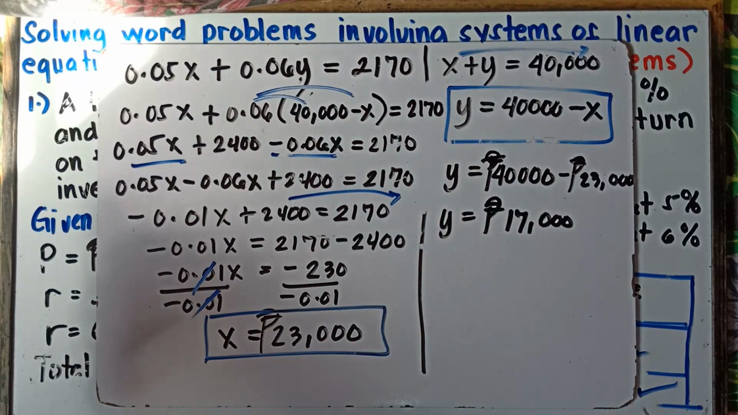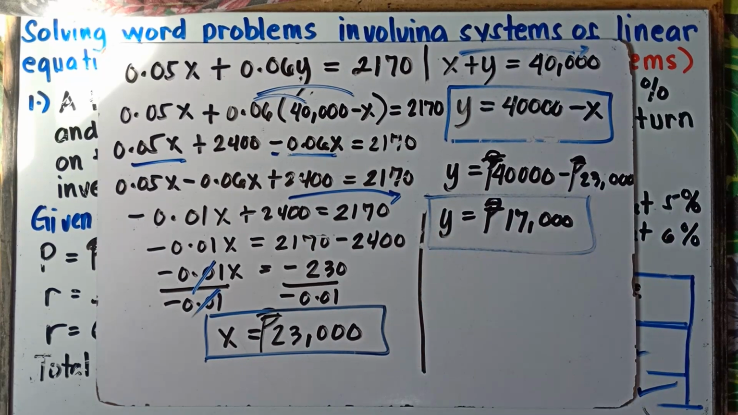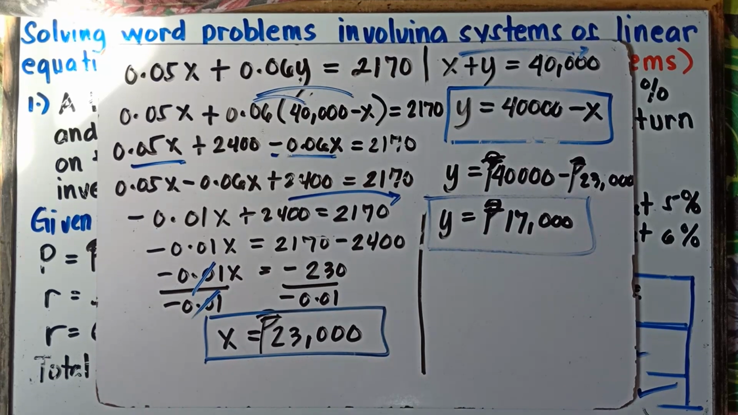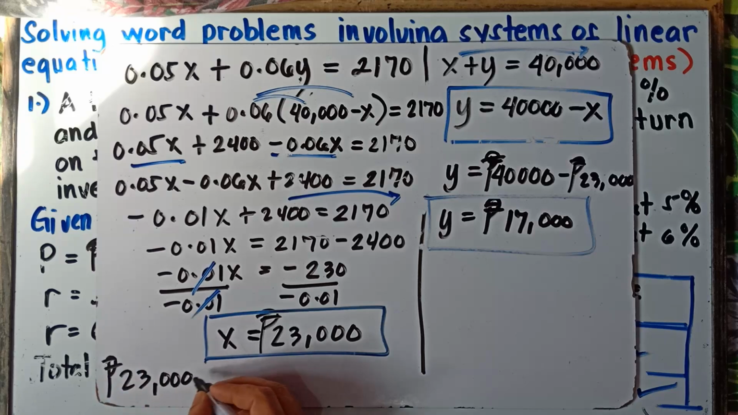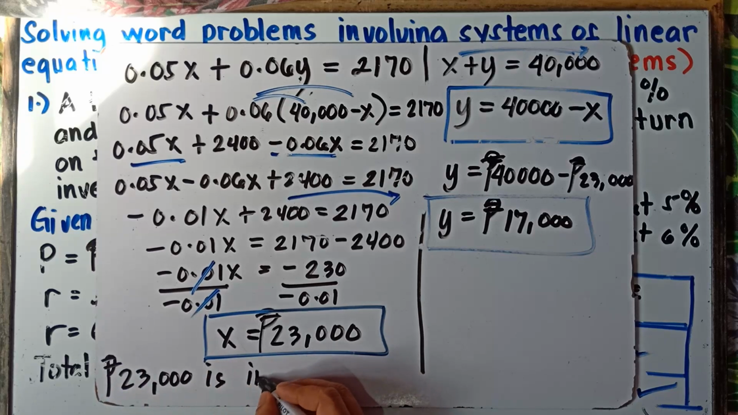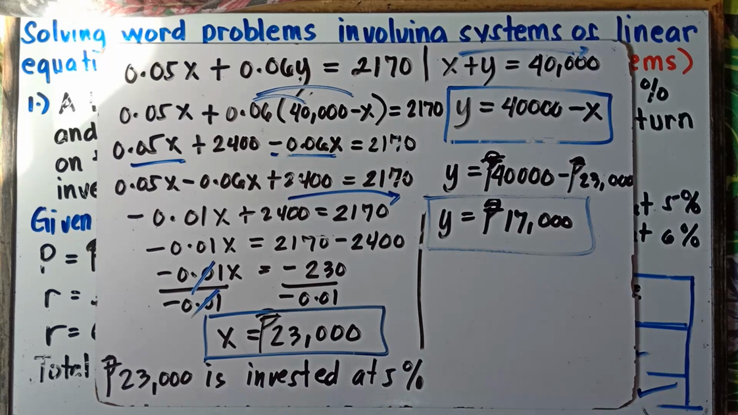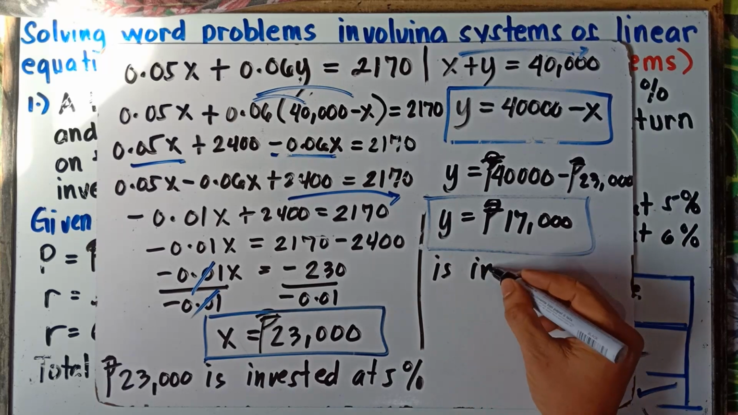That's it, class. All set. That's the answer, class, with regards to example number 1. So therefore, class, 23,000 pesos is invested at 5%. And then 17,000 pesos is invested at 6%.